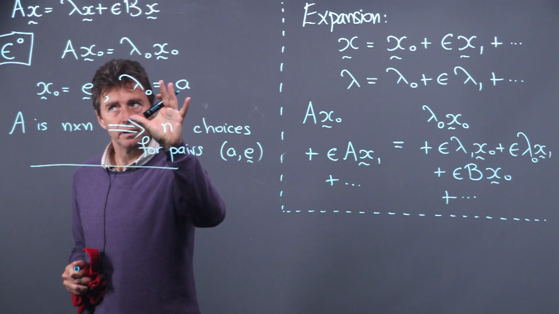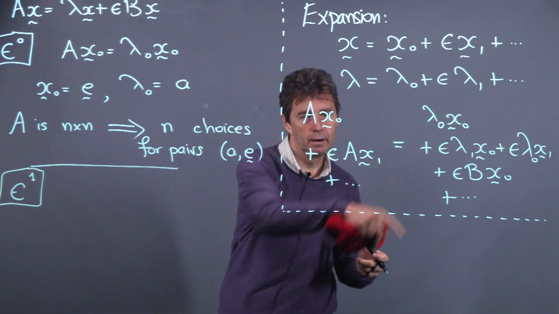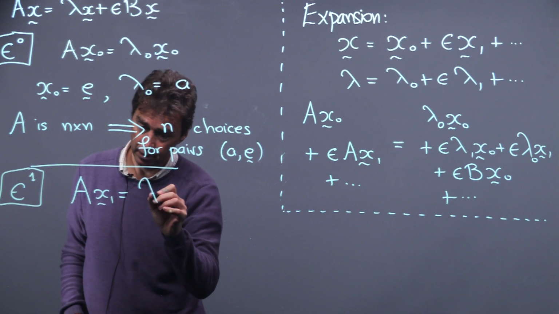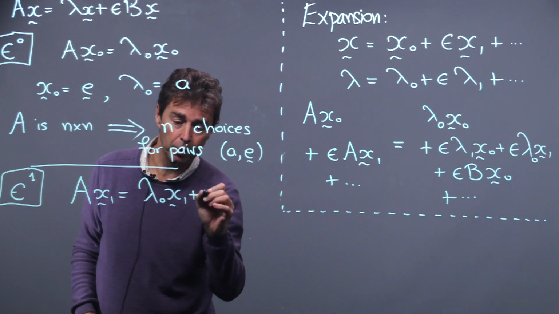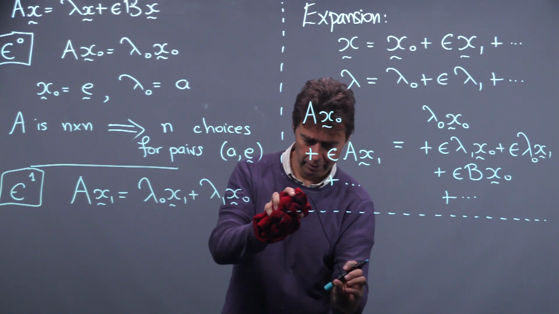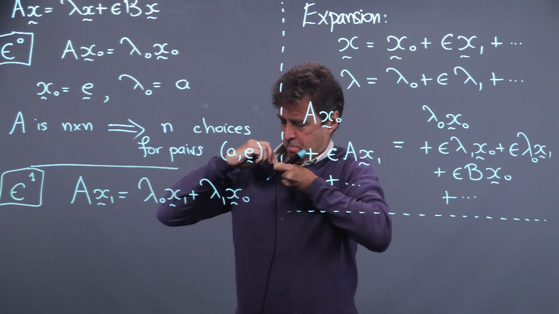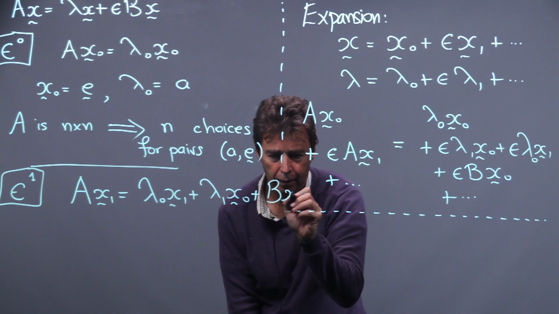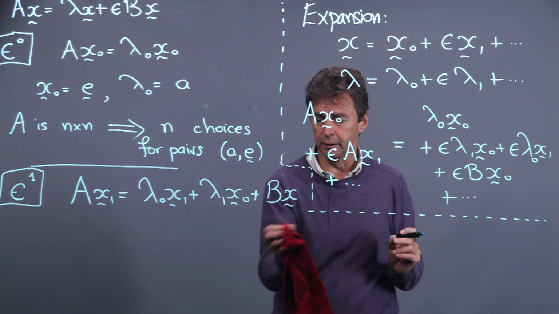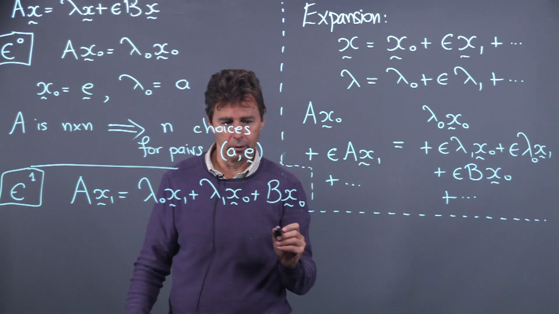So I picked one of these. Now I'm going to go to the next set of terms. Those are the ones with one power of epsilon. And from here, I have A x1 equals lambda 0 x1 plus lambda 1 x0 plus B x0. Okay, so that's the problem we need to solve, and as I mentioned before, from this problem we need to get both x1 and lambda 1.